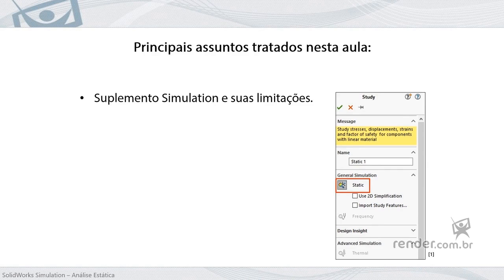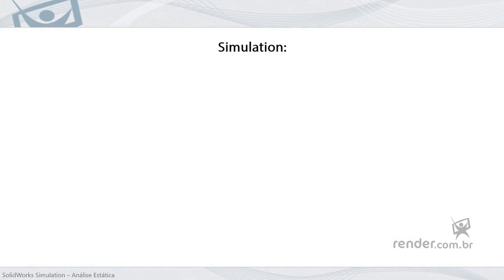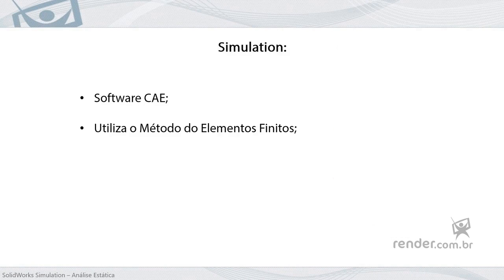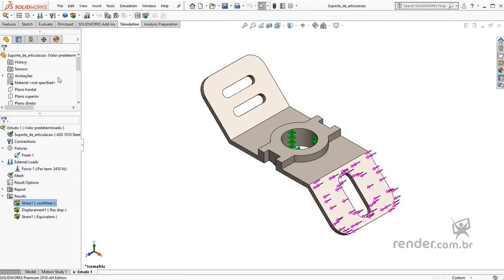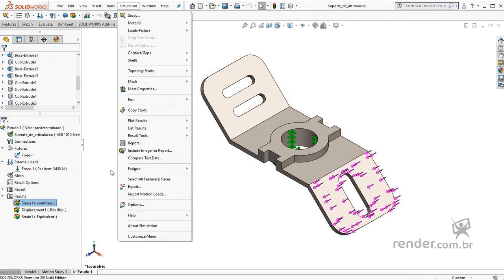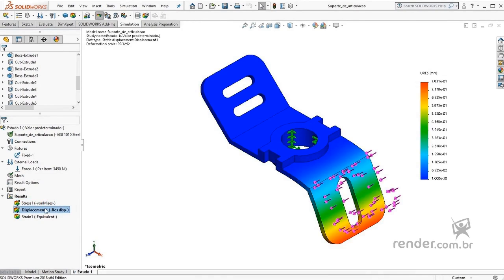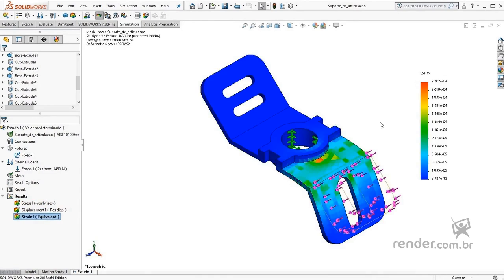Simulation is a CAE software that uses the finite element method and has an intuitive interface integrated with SolidWorks CAD, facilitating its operation and design analysis. Although it is intuitive, it does not dispense with the technical capability of the designer, who has the responsibility to enter coherent data and analyze the results.